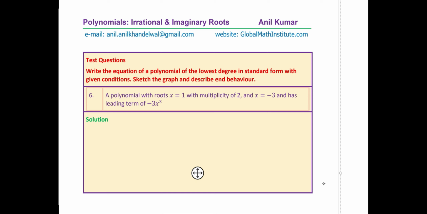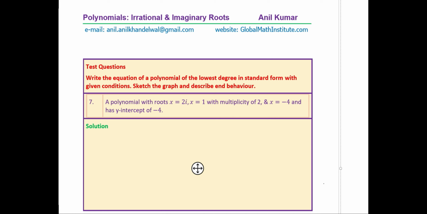I would like you to now solve question number 6, which is a polynomial with roots 1 and multiplicity 2 and x equals minus 3, and has the leading term of minus 3x cubed, right? So you can now solve it. And in case you do not get it, I will provide the solution of this in another video. You can check that video out, right? Similar to this is question number 7, which is having a complex root here, and we'll see how to sketch the graph of this function and then work it out.